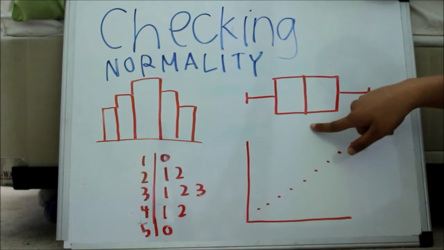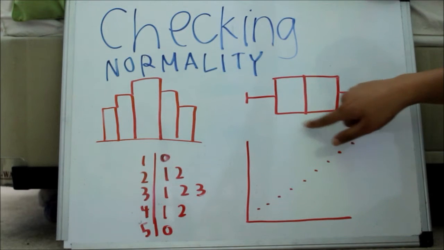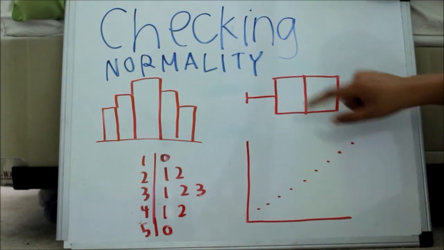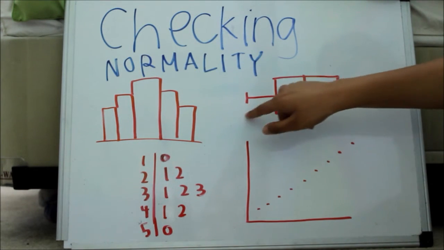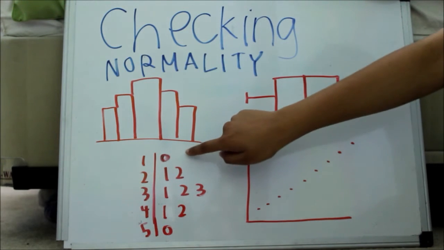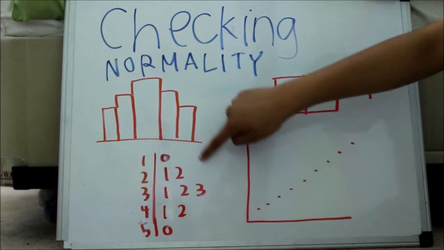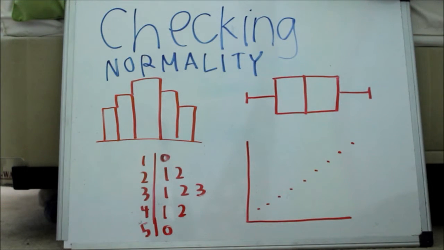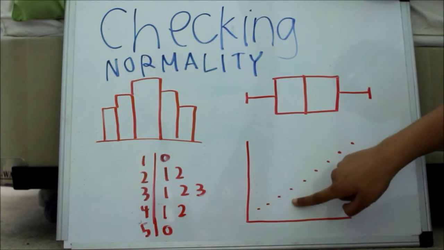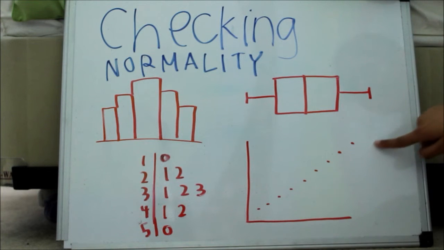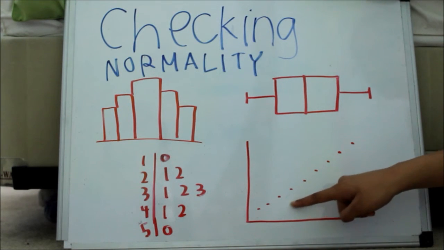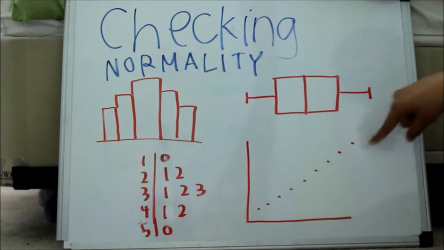For box plots, it's a little different because you just have to make sure the box is pretty even, and the ends are pretty even. For the others, it shows a sort of mountain, single peak shape, a bell curve. And then for a normal probability plot, it has to be roughly linear. Usually it won't be perfectly linear, but it'll be roughly linear.